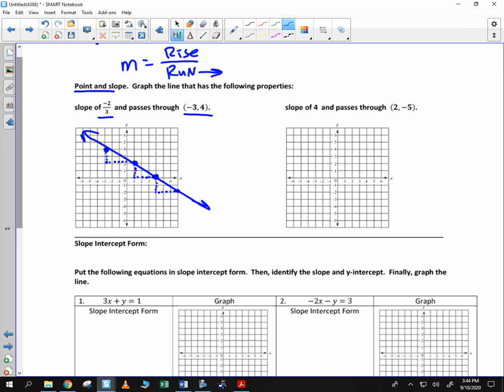Your next one says you have a slope of 4, or 4 over 1, and it passes through 2, -5. Over 2 and down 5, that's my point, and a slope of 4 over 1. So I go up 4 and over 1. Up 4, over 1. And you can see the line that you get there.